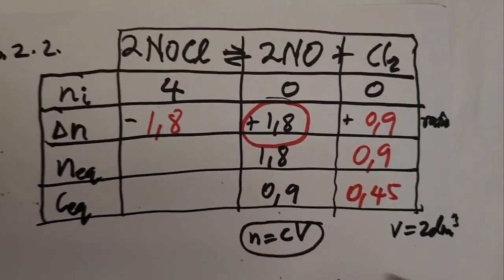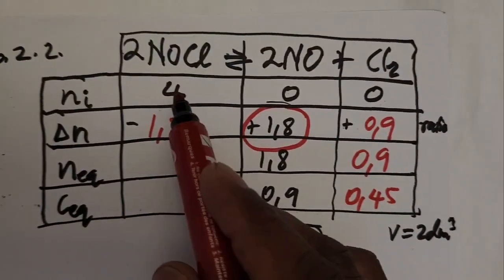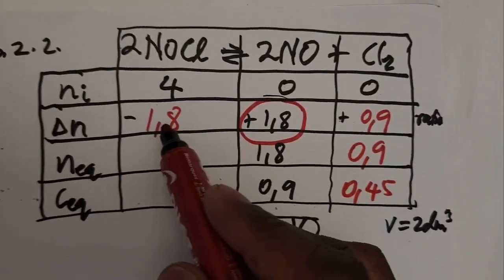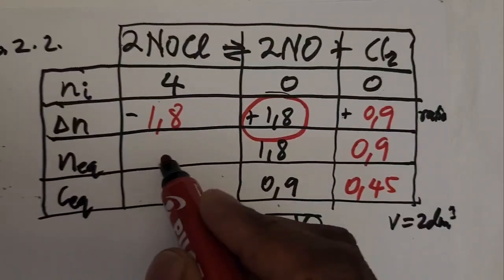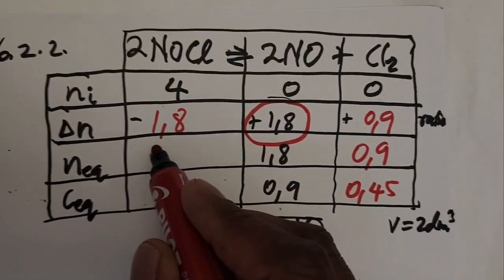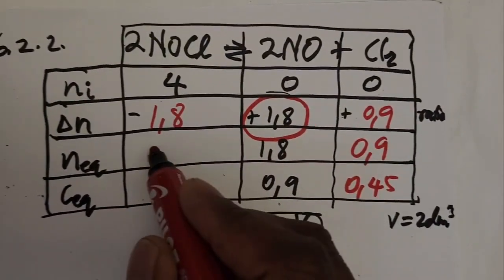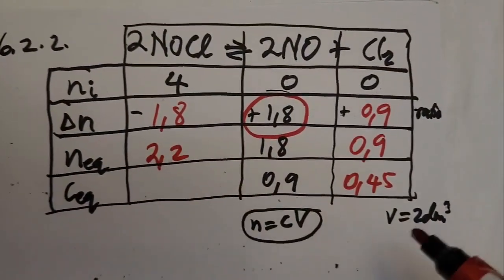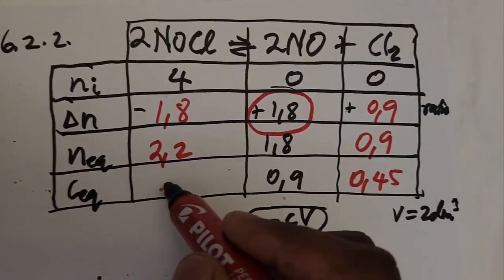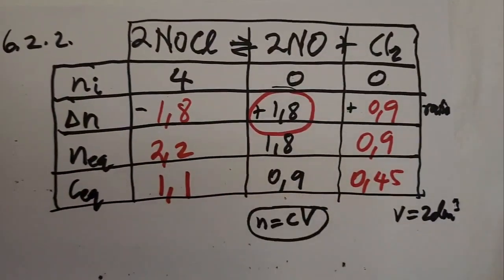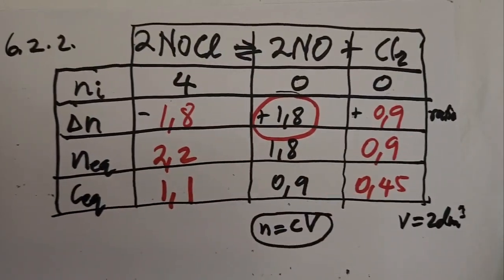No problem. In this case, if I started with 4 and I now subtract 1.8, it will be around 3.2. So it's fine. Is it 3.2? No, not 3.2. Fine, 2.2. Then now 2.2 divided by 2. Remember the volume is 2. Therefore, it will be 1.1. Quickly, you finish with the table.